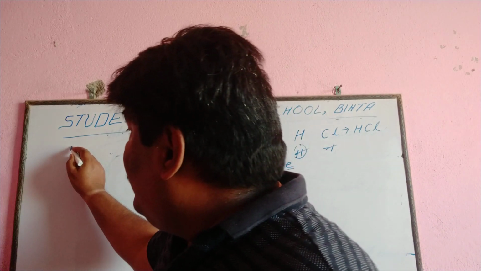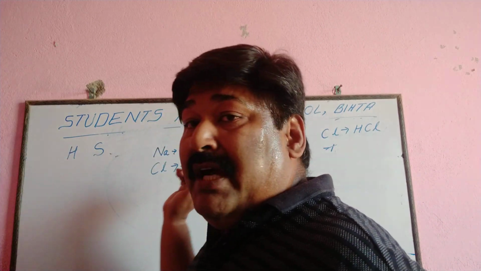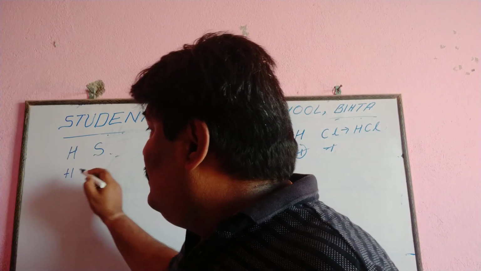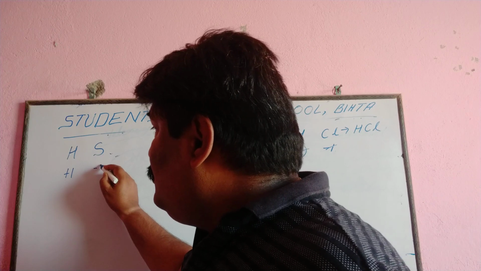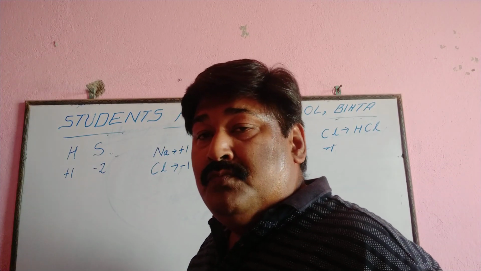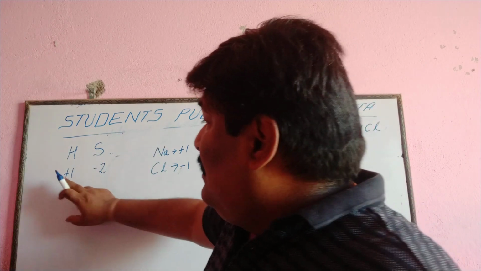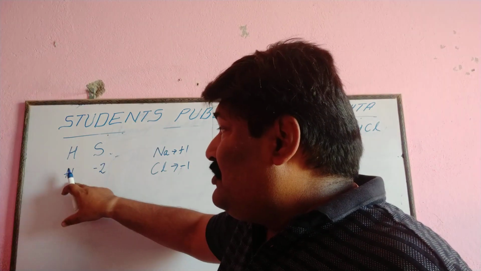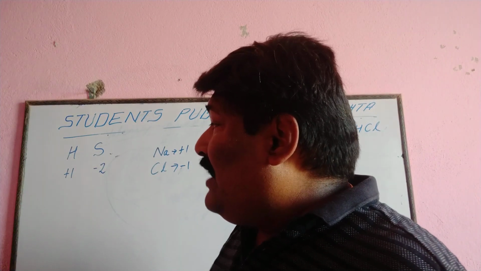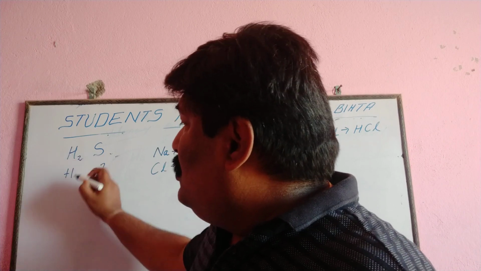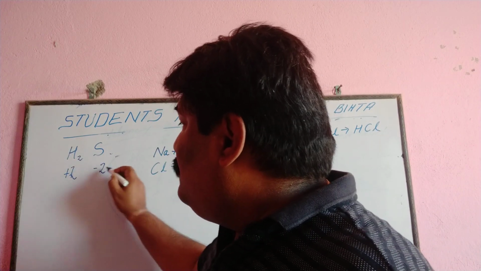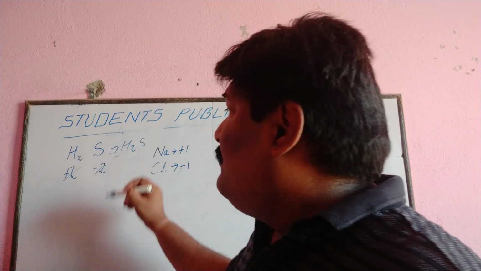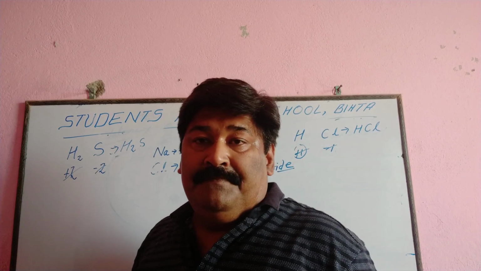Now see hydrogen and sulfur, how they will react. We saw hydrogen and chlorine, now hydrogen and sulfur. Hydrogen has plus 1 charge, sulfur has minus 2 charge. Now see what will happen. This plus 1 will not balance minus 2, so we need plus 2 here. So we have to increase the number of hydrogen atoms. So we will write H2. Now it will become plus 2. Plus 2 and minus 2 cancel each other. The formula is H2S. This is the chemical formula of hydrogen sulfide.